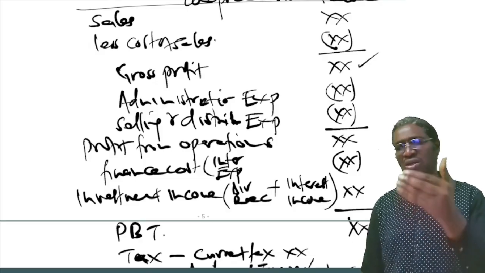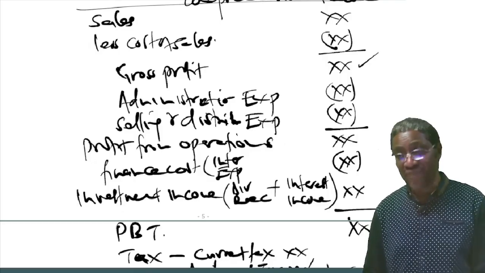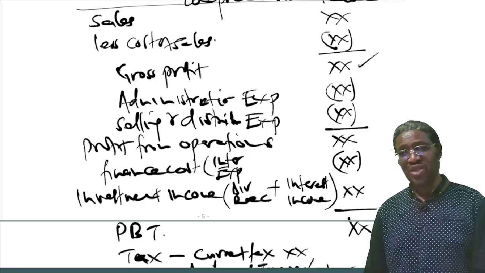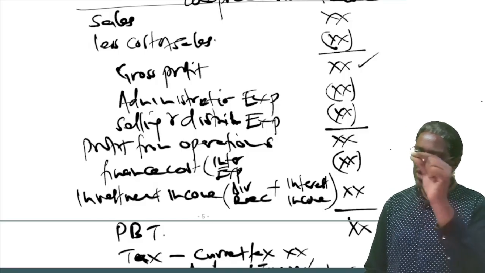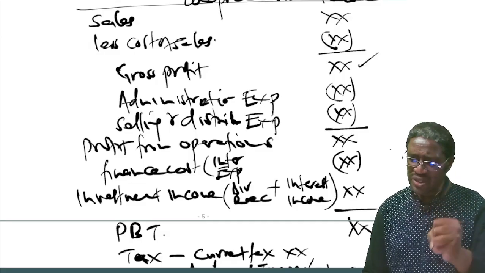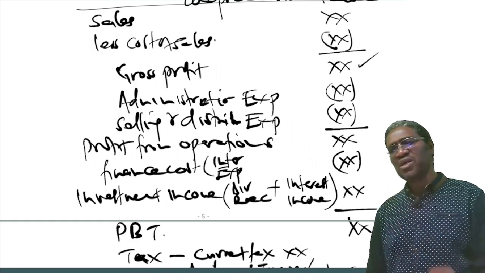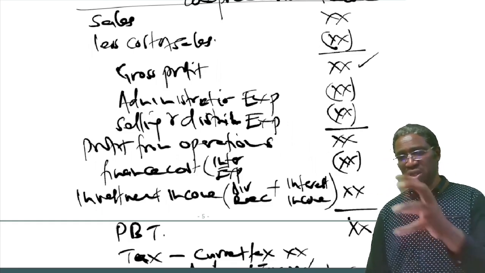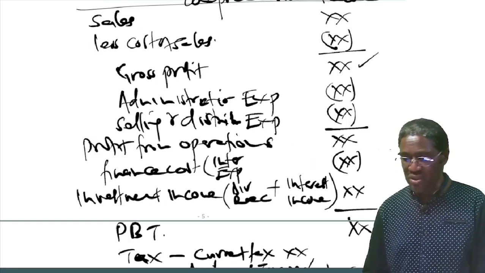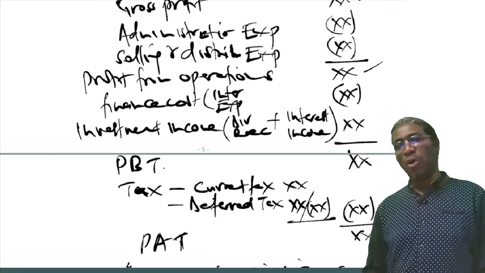But I've said those expenses should be classified according to their function, either administration expenses or selling and distribution expenses. Do the totaling of them somewhere. All your admin expenses, get them somewhere as a working and bring them as a single amount. Do the same for selling and distribution expenses. You minus, then you get what we called profit from operations.